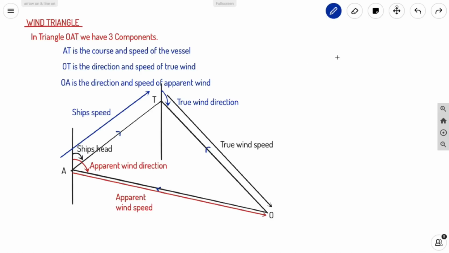So we have all the sides of our triangle now. You need to know at least 3 components of this triangle to solve the rest of it. If you know ship speed and ship head, also the true wind direction and apparent wind speed, we can easily find apparent wind direction and true wind speed. We will see such types of problems in our following videos.